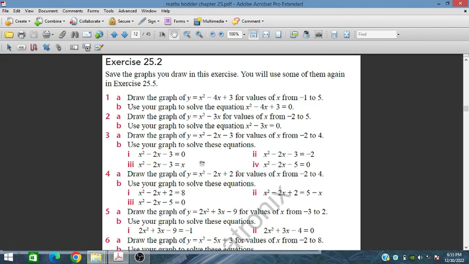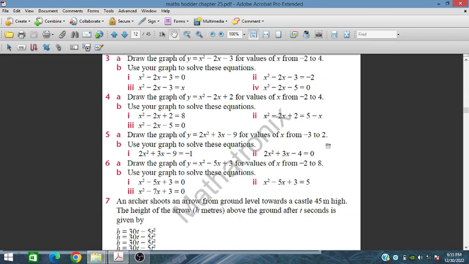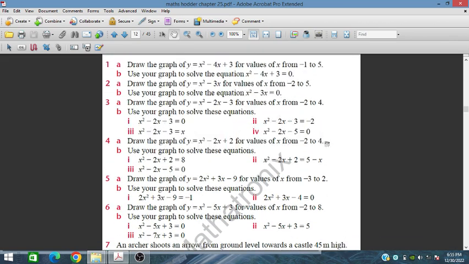Bismillahirrahmanirrahim. In this session, we will discuss quadratic graphs and some solutions on the basis of their graphs with some intersection of some lines. So we will solve these equations, quadratic graphs, and some relevant solutions. So let's start with question number 1.